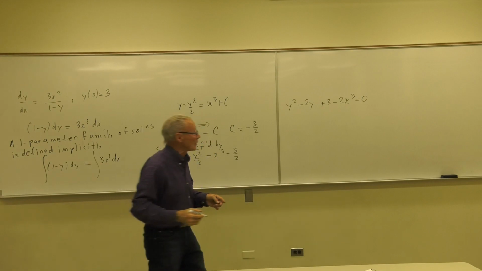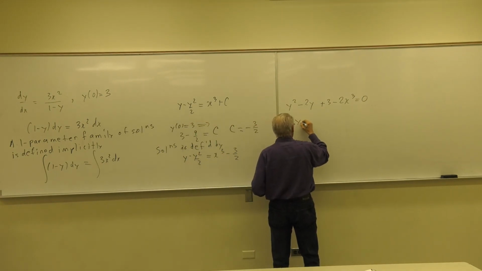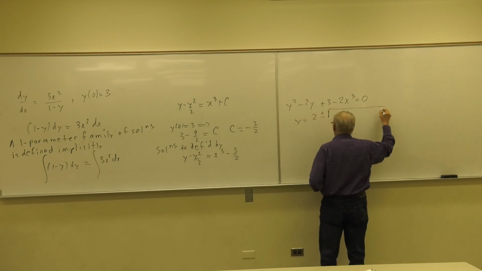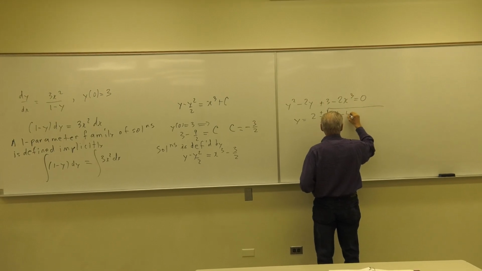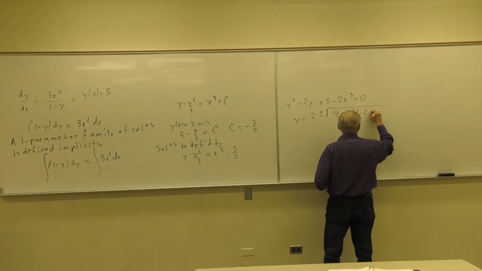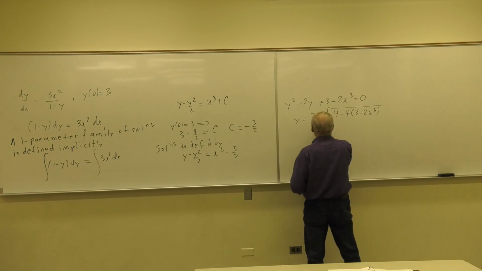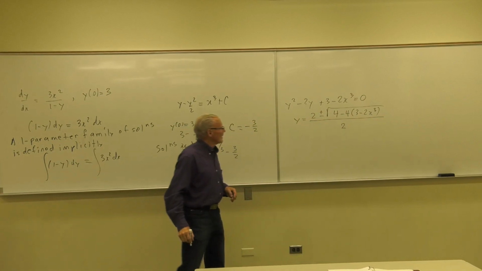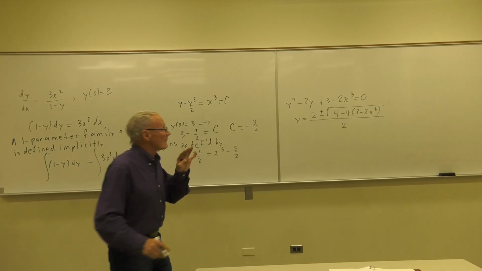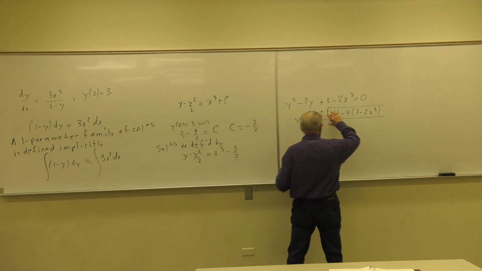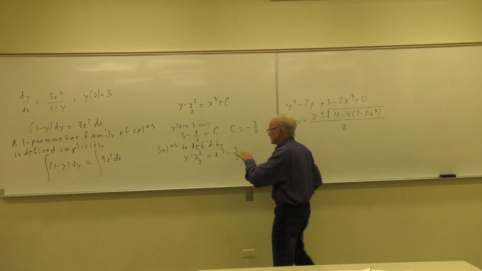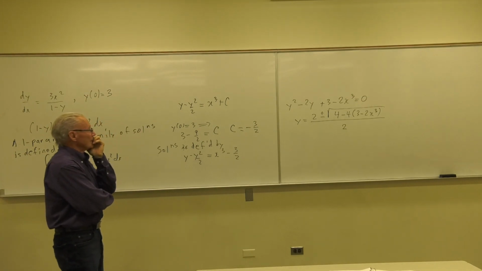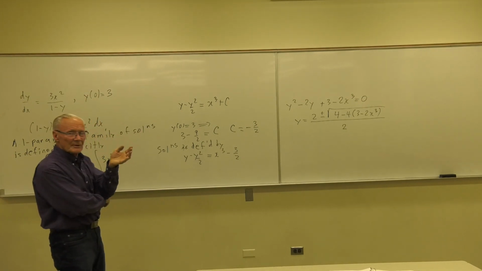I'll pull up my handy-dandy quadratic formula. y is equal to minus b plus or minus the square root of b squared minus 4ac, all over 2a. Then those are functions that satisfy the differential equation and the initial condition. Agreed? But there's two of them there.